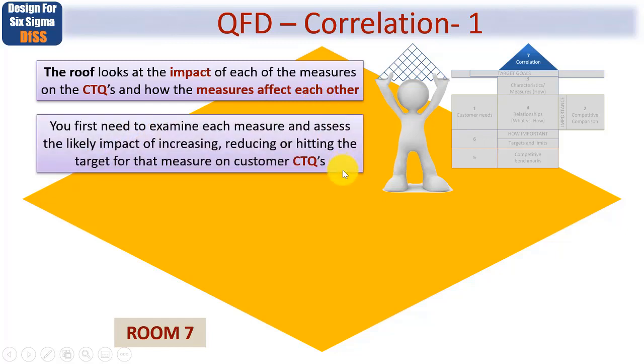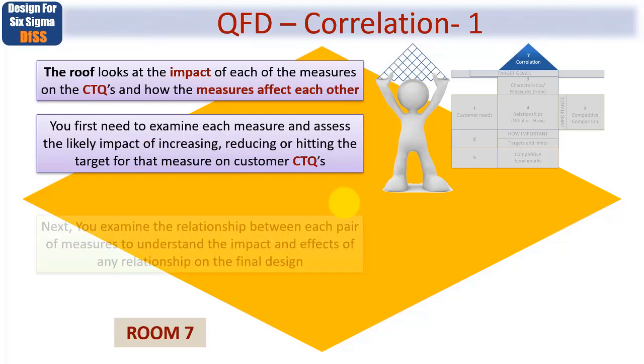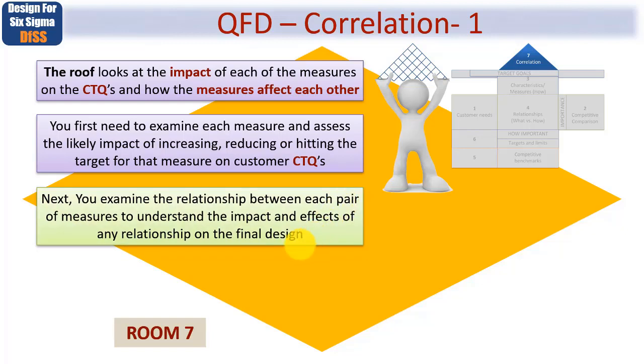So you first need to examine each measure and then go on to assess the likely impact of either increasing or reducing or hitting the target for each measure on the customer's critical to quality metrics. And don't worry, I'll give you an example shortly. So next you need to examine the relationship between each pair of measures to understand the impact and effects of any relationship on the final design. This will make more sense in a moment.